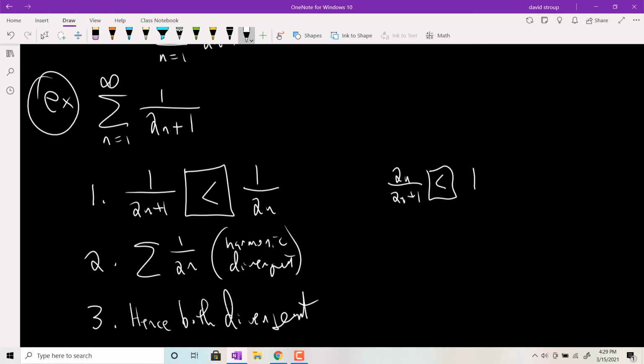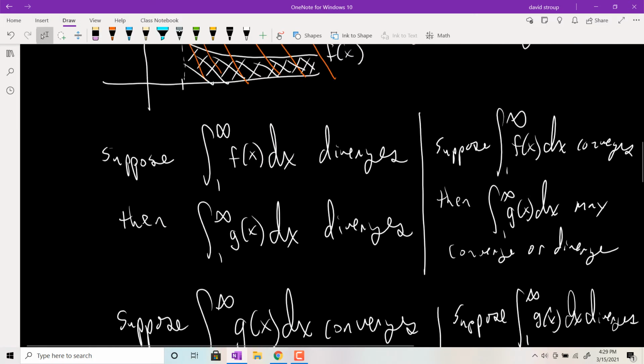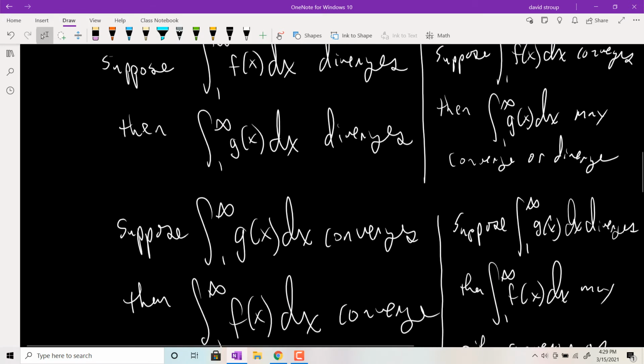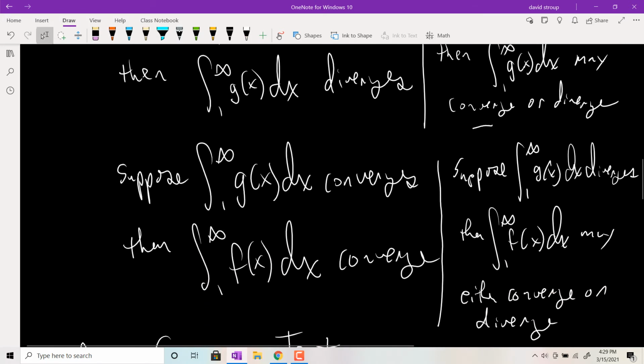So this inequality is going in the wrong direction, because the guy on top, the series 1 over 2 to the n, is divergent. But that doesn't tell you anything about the series below it. So which case are you in? You're in this case right here.